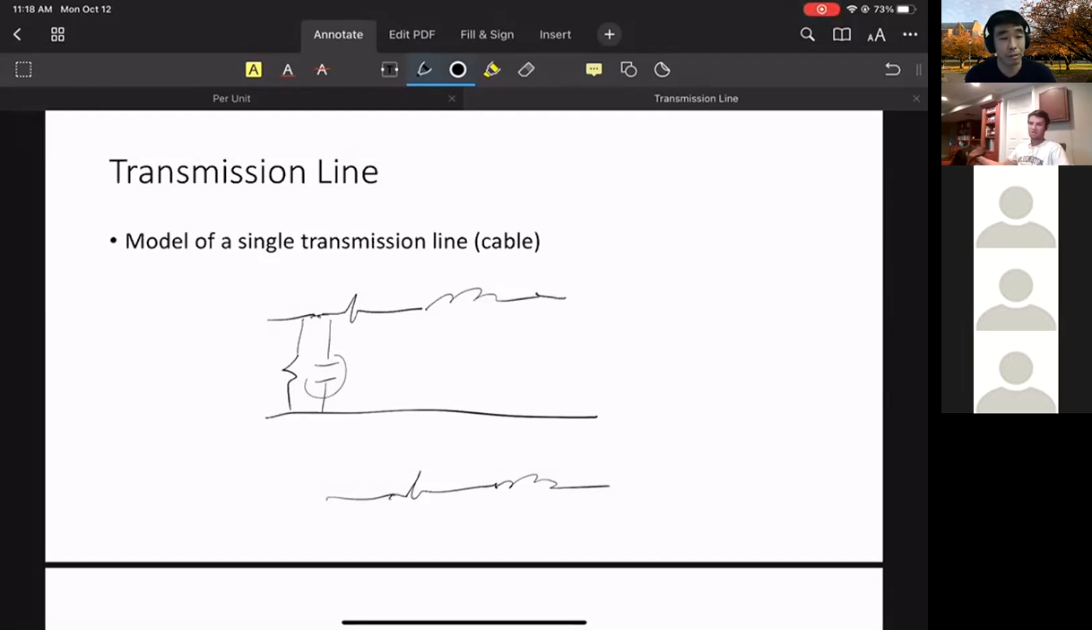In this class, we just want to have an idea of how we get to this telegrapher's model, this simple lumped model. And it's good to see that at least once.